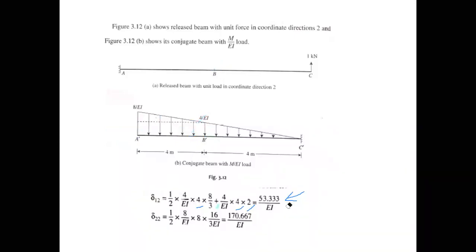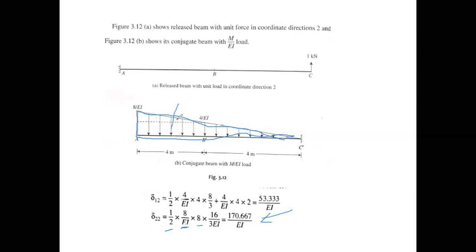Now we'll calculate del 22. The same load is applied on the coordinate direction 2, and the impact is also seen on coordinate direction 2 only. So again, the only thing that changes is the load value. This whole thing will produce a moment over here, and this is a whole triangle. So it will be simply half into base, base is 8 and height is 8 upon EI. That will give the value 170.667 upon EI, multiplied by obviously the distance.